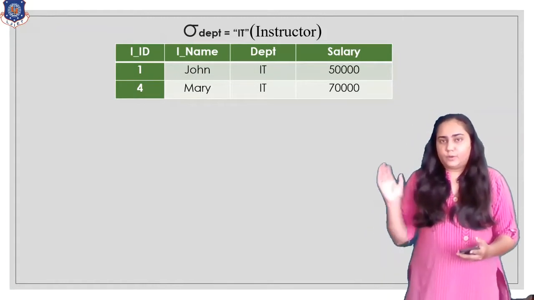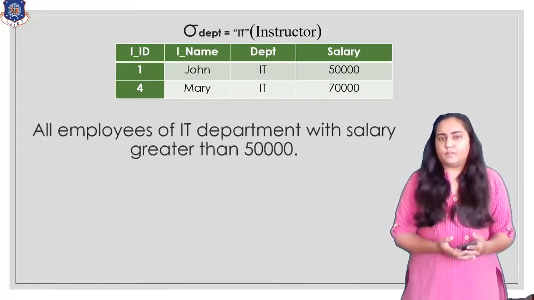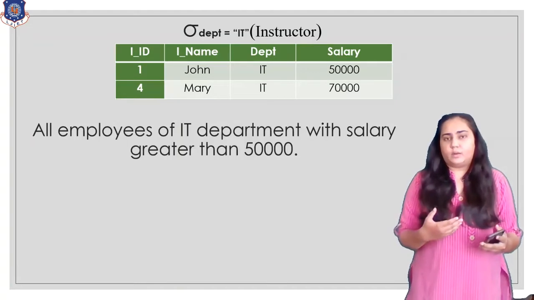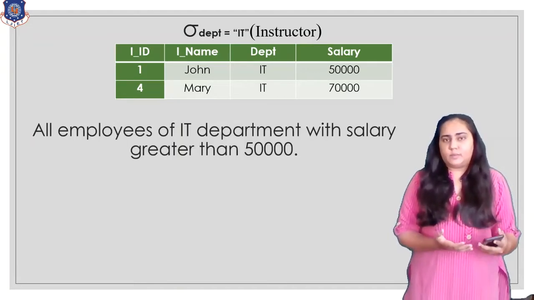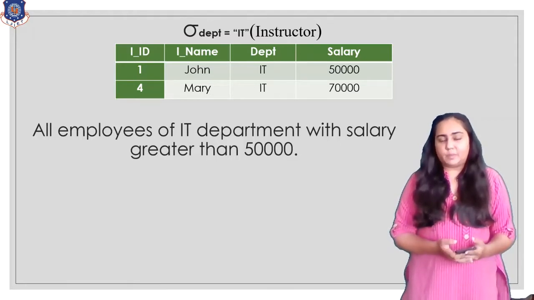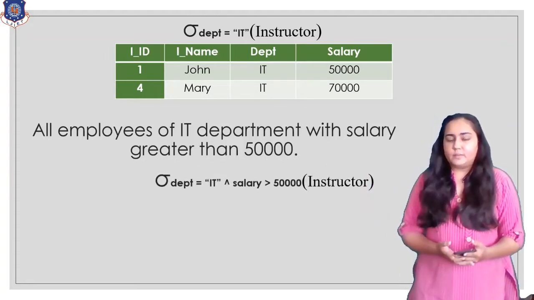Now, this is what we did earlier. Now, I want to find all employees of IT department with a salary greater than 50,000. So this is another part of the query. Last time I only wanted employees of IT department without any other condition, but this time I would like to have those with a salary greater than 50,000.